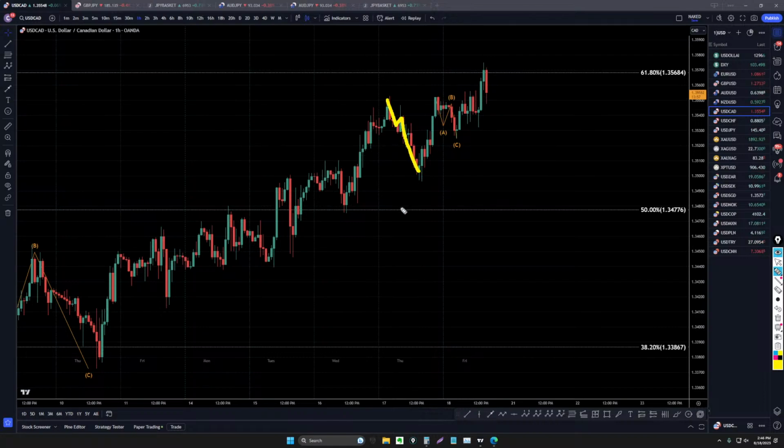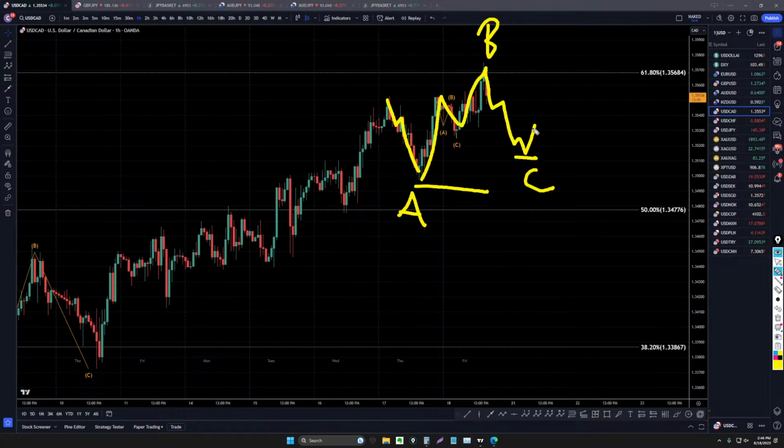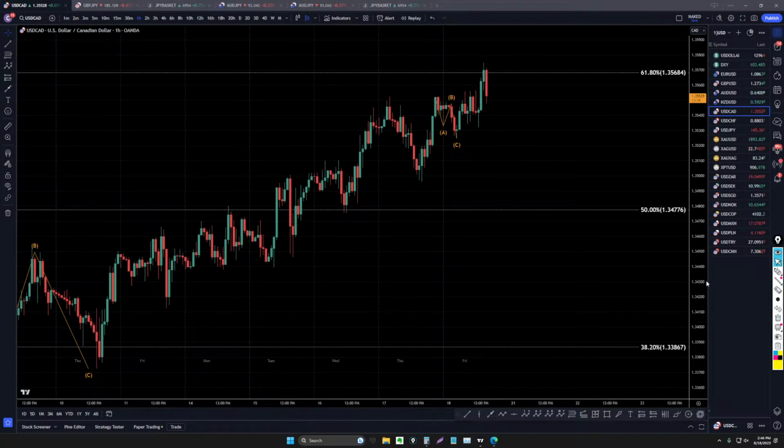I think there's a good chance this is an A. I think there's a good chance this is a B because it is 3 waves. And I think there's a good chance it will go down and at least do something like this, probably make a higher high for the wave C. But I think we're going to have at least one more attempt on this 61%, and it may very easily just keep on going. Probably even more likely it's going to keep going up.